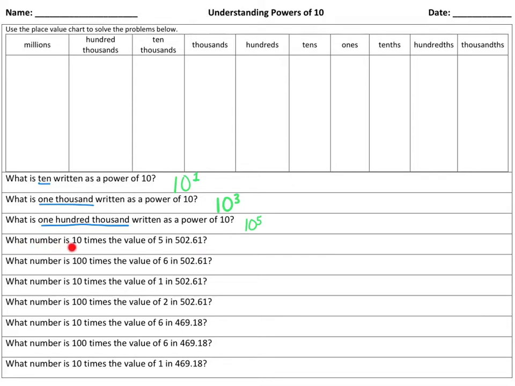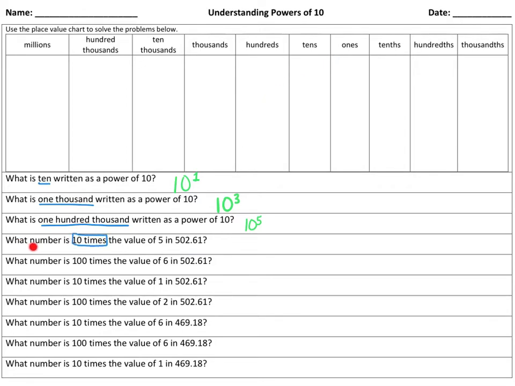What number is 10 times the value of 5 in 502 and 61 hundredths? So again, I'm going to use my place value chart. So what is 10 times? We know when we see 10 times that we can always solve that on our place value chart, because we learned that if we go from the ones to the tens, that is times 10. And from the tens to the hundreds, that is times 10.